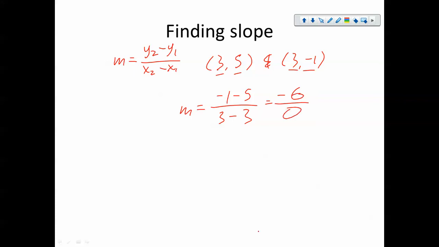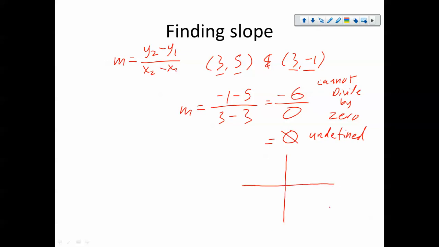Now that's a problem, because you might remember that you cannot divide by 0. When you're dividing by 0, you can't do that. If this is the result we have, the slope is undefined. Undefined is what we call that. But what does it mean in terms of the picture? What does an undefined slope mean? Because this is still rise over run.